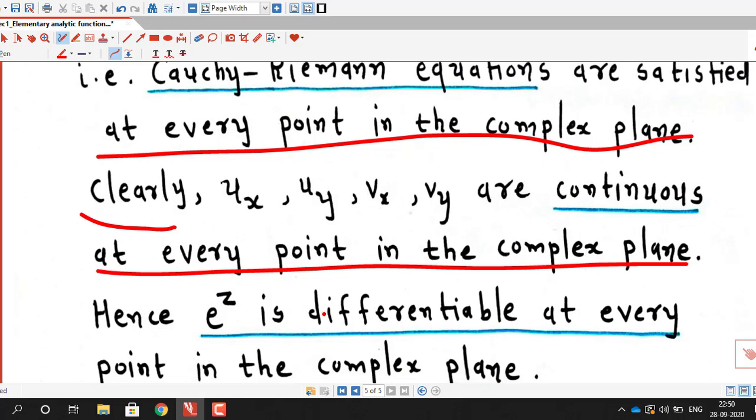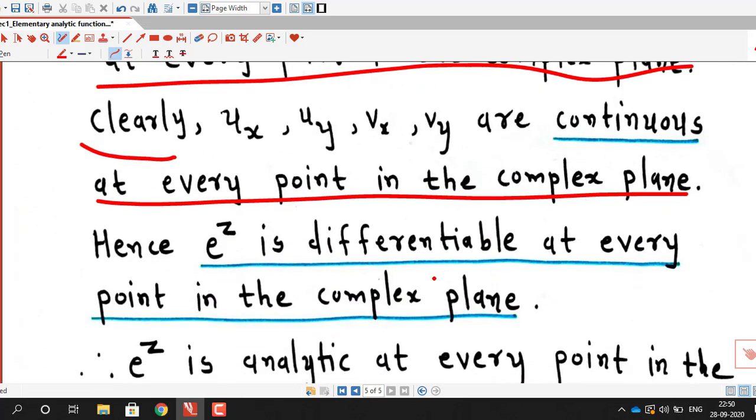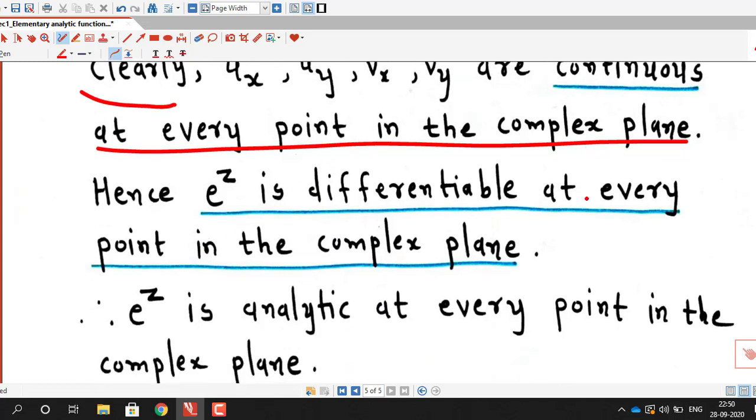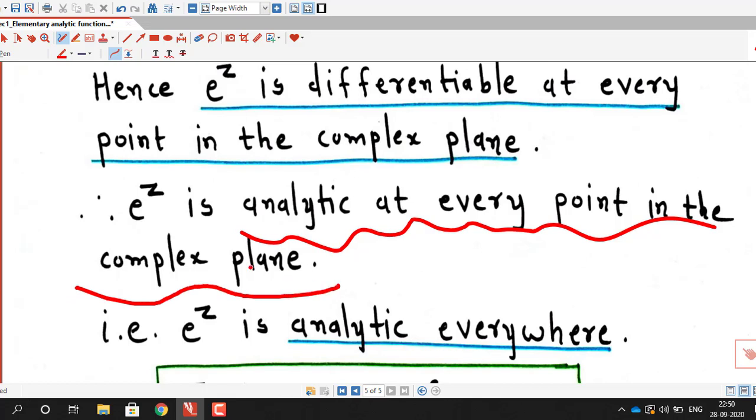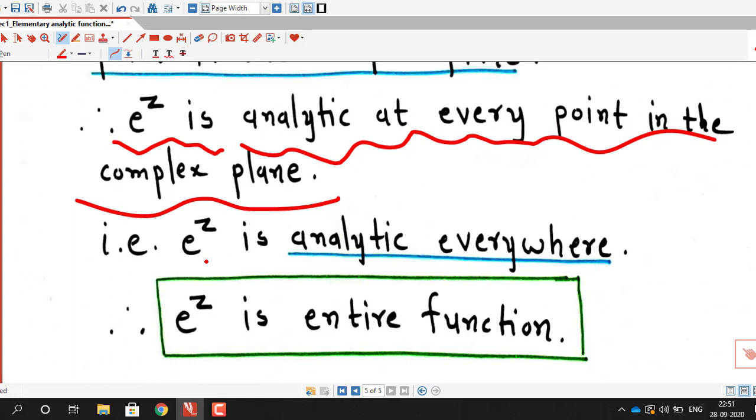Hence, e raised to z is differentiable at every point in the complex plane. Therefore, if our function is differentiable at every point in the complex plane, it is analytic at every point in the complex plane. That is, e raised to z is analytic everywhere. Analytic everywhere means the function is analytic at each point of the complex plane, and therefore e raised to z is an entire function. An entire function is a complex function which is analytic everywhere.